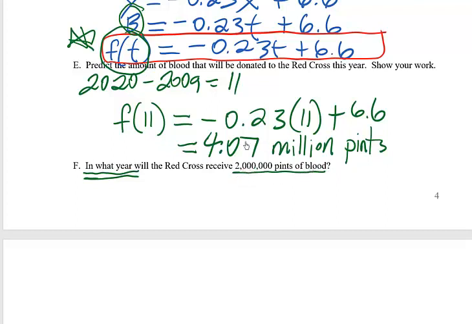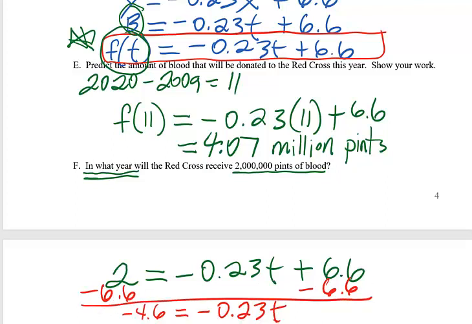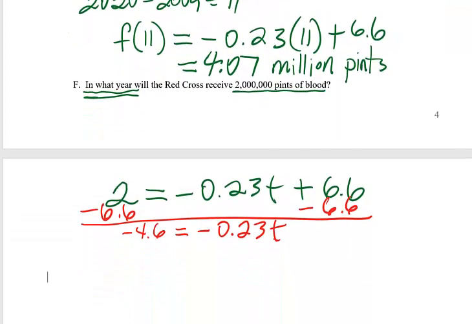Now, this is tricky wording here. Don't write 2,000,000 because back up in our variable definitions, we said that the B actually stands for the pints in millions. So if you want to talk about 2 million pints, you would simply fill in a B value of 2. That means 2 million pints. So put a 2 where the B goes, and then you'll be solving this little equation for the T. And then, the math here is pretty much the same thing every time. I'll subtract 6.6 from both sides. And then I'm going to have to divide both sides by the negative 0.23 value to get that t by itself.